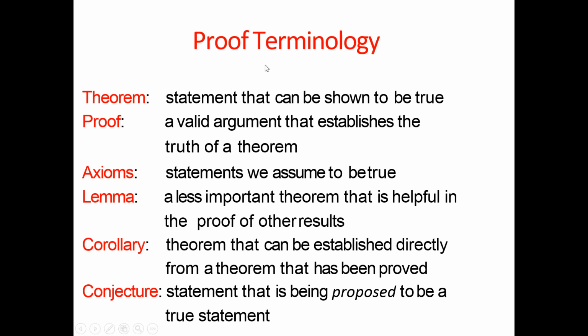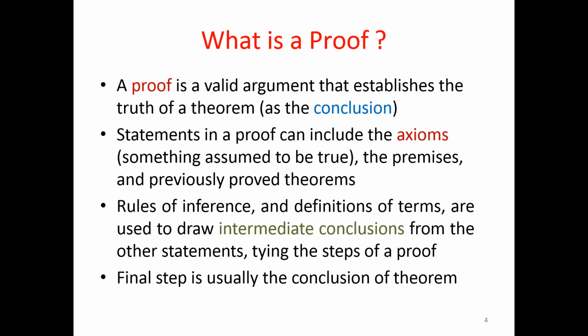So first of all, proof terminologies. Theorem. A theorem is a statement that can be shown to be true. Proof. A proof is a valid argument that establishes the truth of the theorem. Axioms are the statements we assume to be true. A lemma is a less important theorem that is helpful in the proof of other results. A corollary is also a theorem that can be established directly from a theorem that has been proved. A conjecture is a statement that is being proposed to be a true statement.